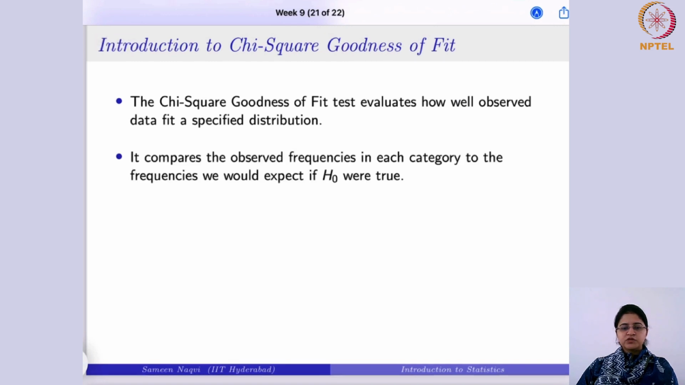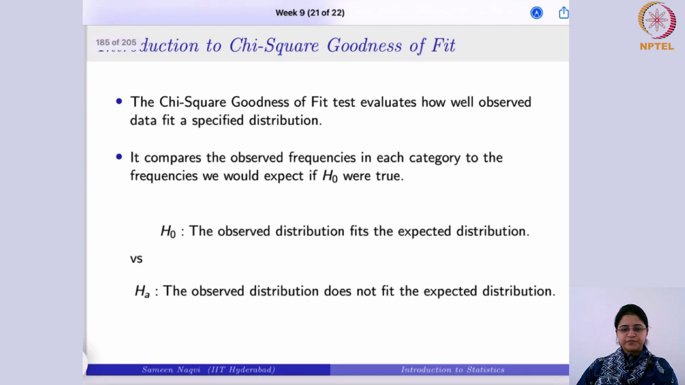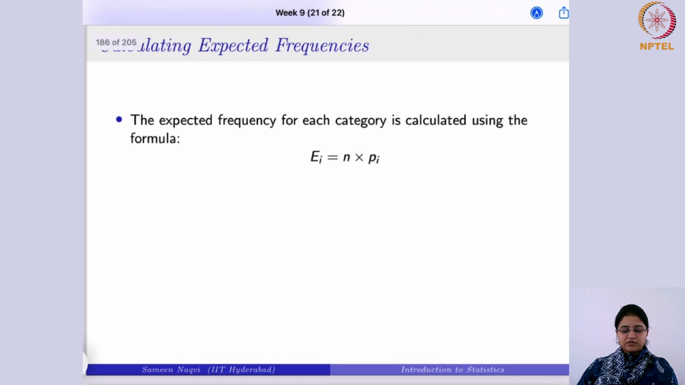So it compares the observed frequencies in each category to the frequencies we would expect if the null hypothesis were true. So basically the observed and the expected ones will be compared. The null hypothesis will be that the observed distribution fits the expected, and the alternative will be that it does not fit the expected one. So these are your null and alternative.